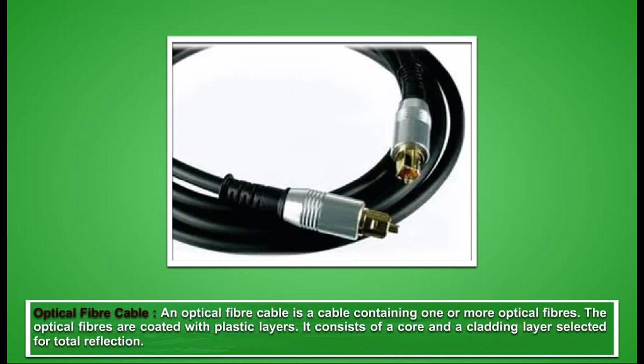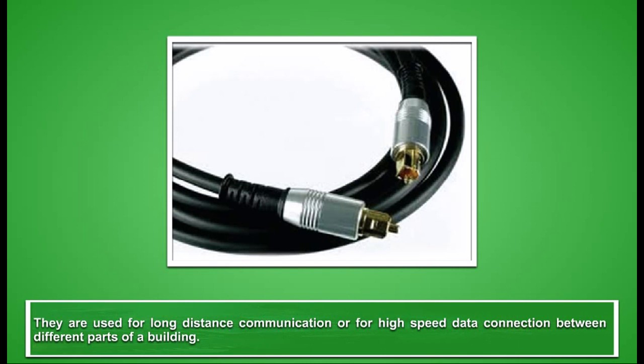Optical fiber cable. An optical fiber cable is a cable containing one or more optical fibers. The optical fibers are coated with plastic layers. It consists of a core and a cladding layer selected for total reflection. They are used for long-distance communication or for high-speed data connection between different parts of a building.